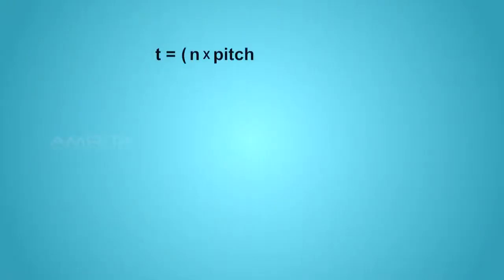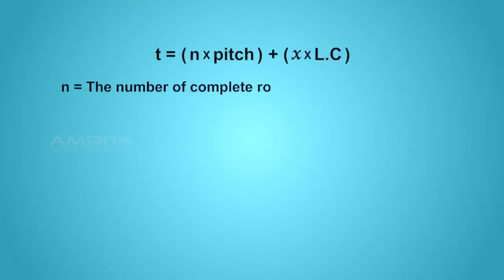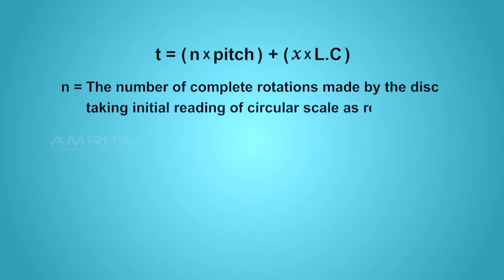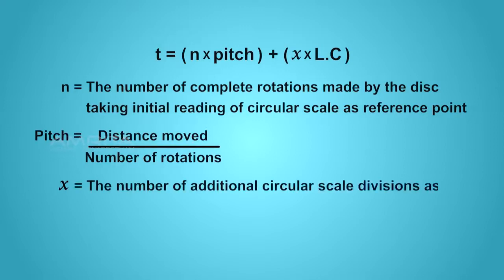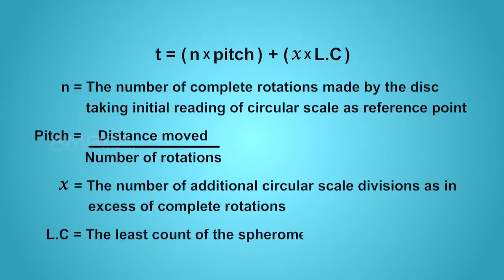Let's find the principle used in the spherometer. The thickness T of the glass strip can be determined using the equation T is equal to N into pitch plus X into least count, where N is the number of complete rotations made by the disc taking initial reading of circular scale as reference point, pitch is the distance moved by the number of rotations, X is the number of additional circular scale divisions in excess of complete rotations. LC is the least count of the spherometer.